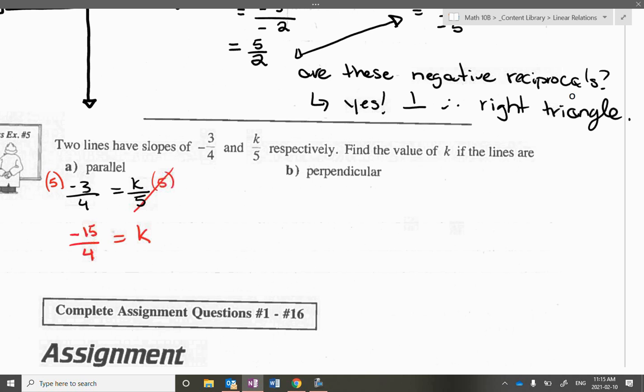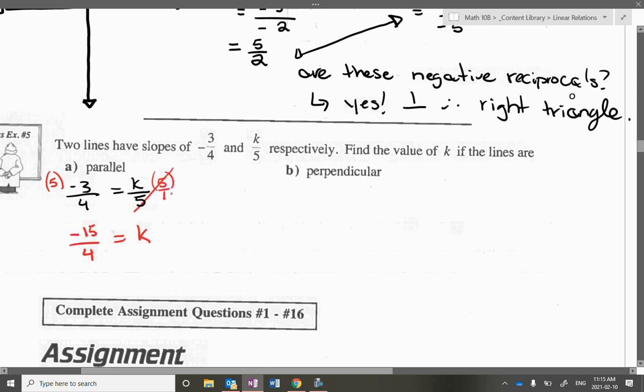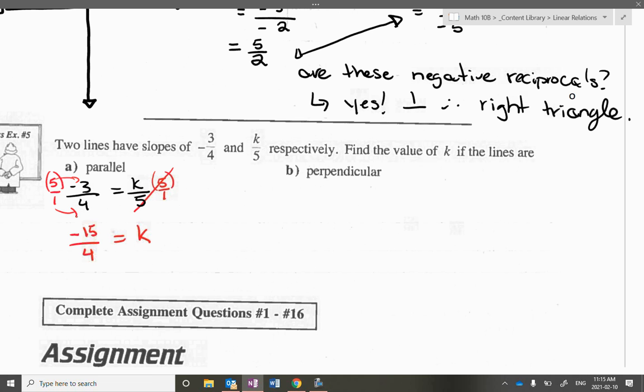Well, really what I'm doing is multiplying both sides by 5/1. So I'm going 5 times the -3 and then 1 times 4. You're multiplying the side by it. 5/1 times -3/4 minus 15/4. Yes. And then equals k, right? Yes. And then to get that out of the fraction, no, you just leave it. -15/4 equals k.